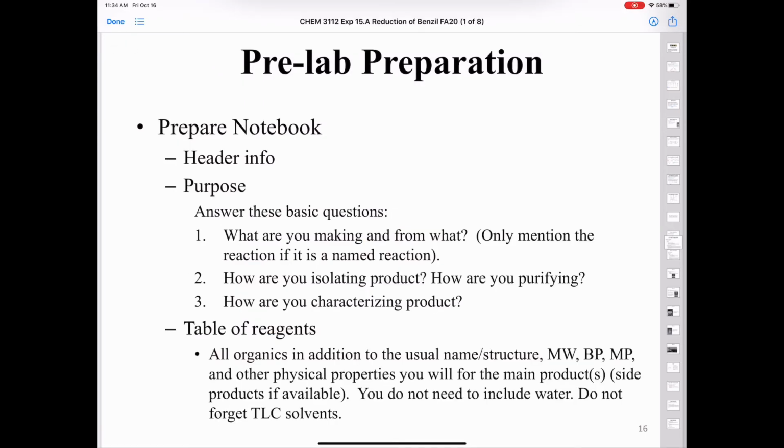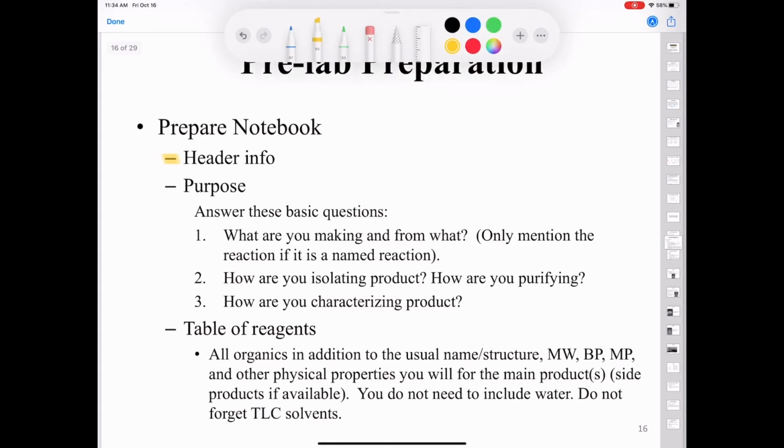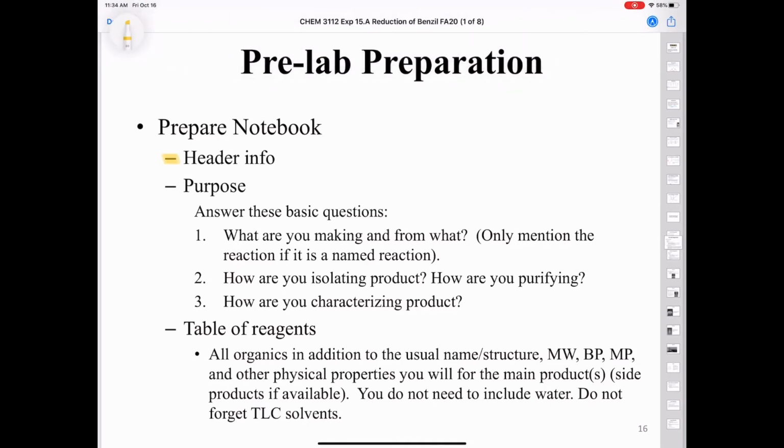When you prepare your notebook, make sure to put in a header with your name, date, the title of the experiment, and the purpose. In the purpose, you want to answer these questions. What are you making and what are you starting with to make it from? How are you going to isolate the product and how are you going to purify the product? And finally, what I think is the most important: how are you going to characterize the product? Characterizing means how are you proving the product? How are you proving what the actual structure of that product is?